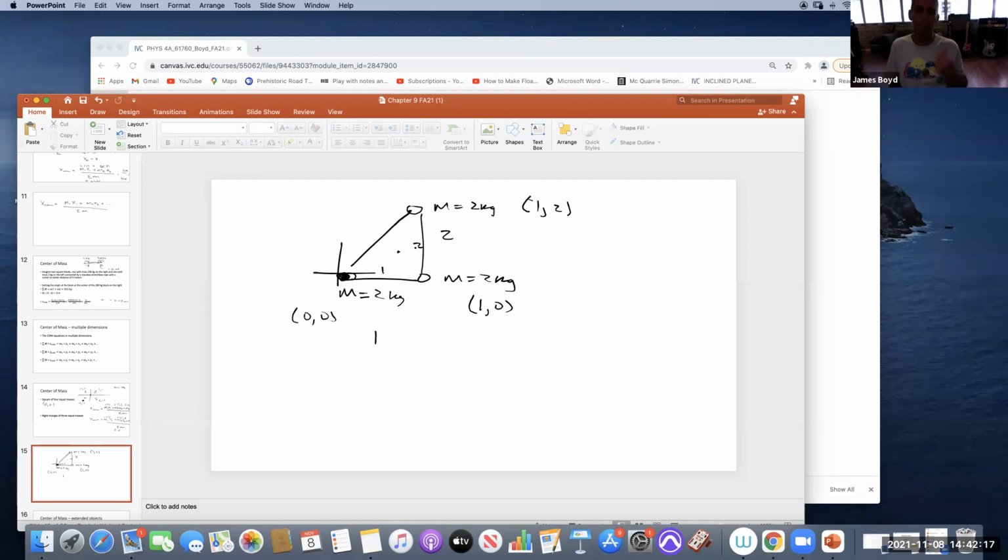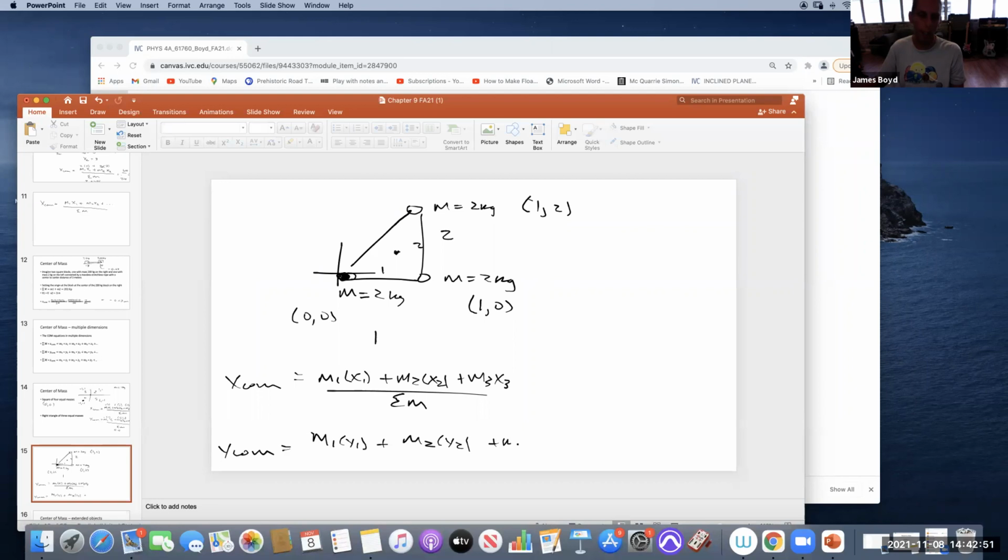So in this case, I can make this triangle act like a single particle of mass 2 plus 2 plus 2, or 6, but I don't know exactly where that particle would rest. How do I do it? X_COM and Y_COM equal M1 X1 plus M2 X2 plus M3 X3 over the sum of the masses, and M1 Y1 plus M2 Y2 plus M3 Y3 over the sum of the masses.